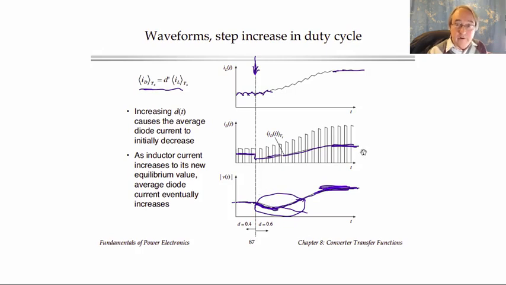So boost converters, buck-boost converters, and other converters that have right half plane zeros are notoriously difficult to control. And in fact, before these average models were developed, people didn't understand why, but they did know that boost converters and buck-boost converters tended to oscillate, and they were difficult to control. And it was one of the early victories, I think, of averaged converter modeling to be able to predict the right half plane zero and show why these things were happening.